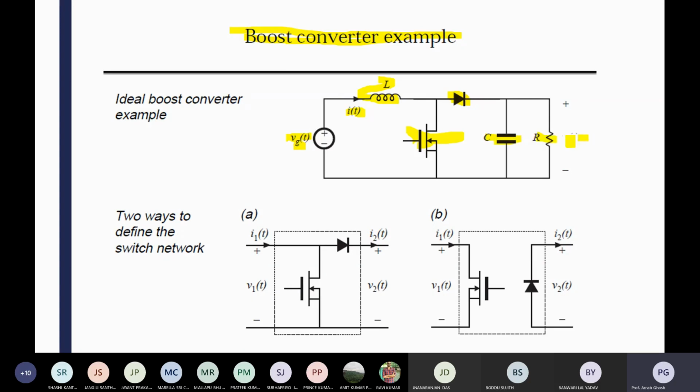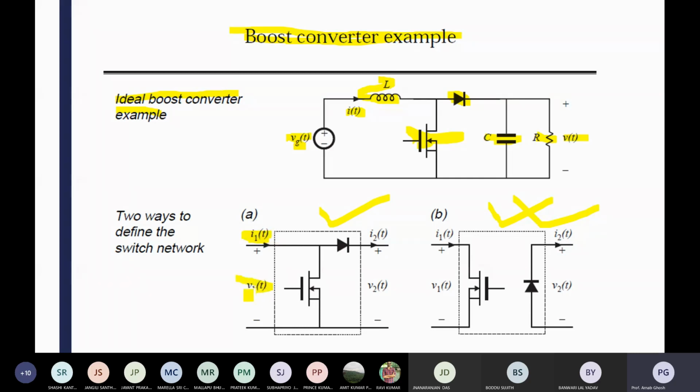So there is no non-linearity. What is the consideration here? An ideal boost converter. Here you can see the switch on condition and the switch off condition. This figure is for the switch on condition, and the second figure is for the switch off condition. There you can see that you are considering two ports.